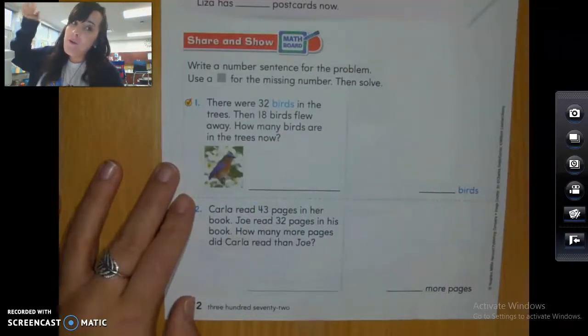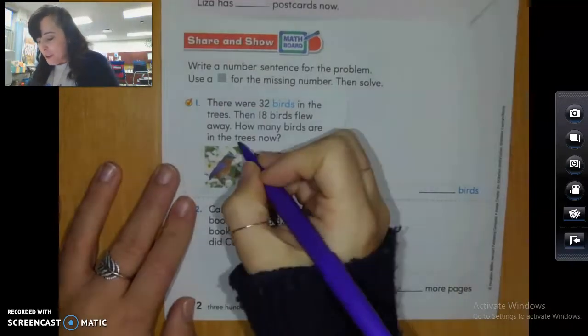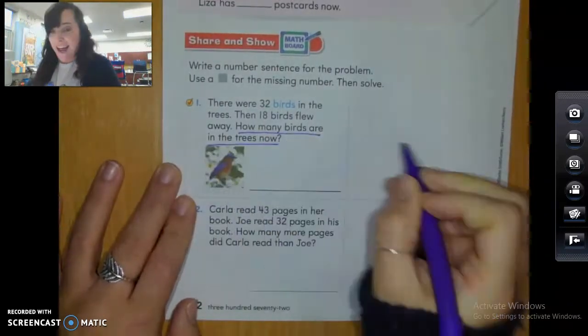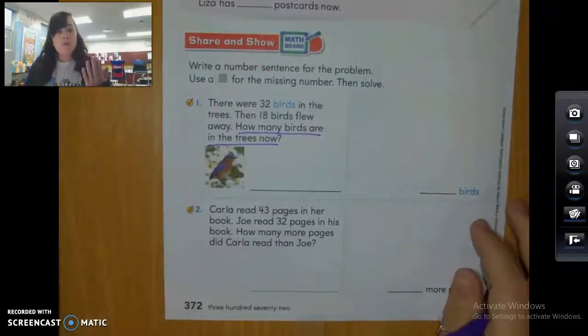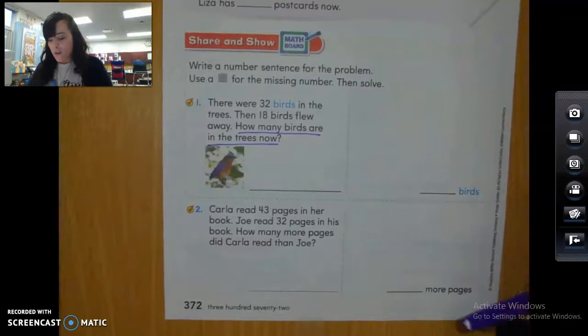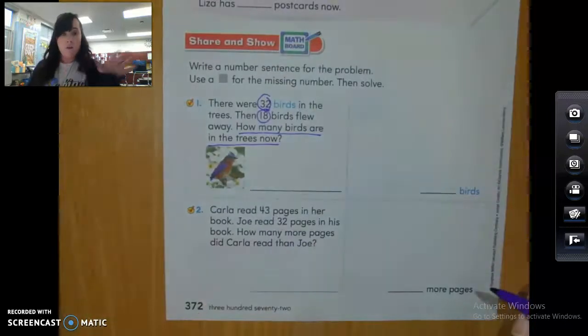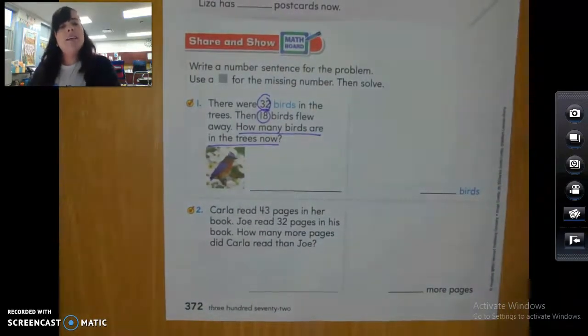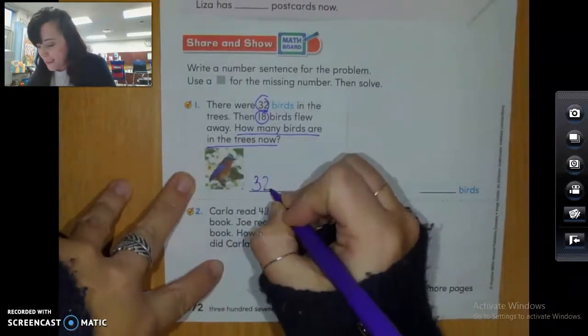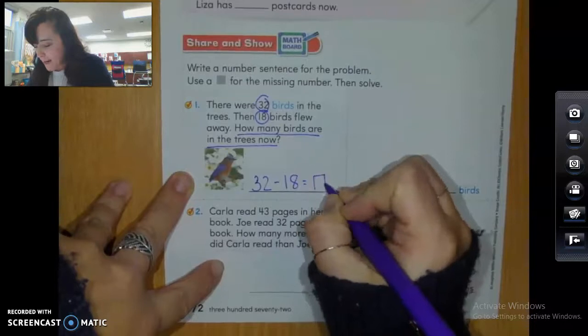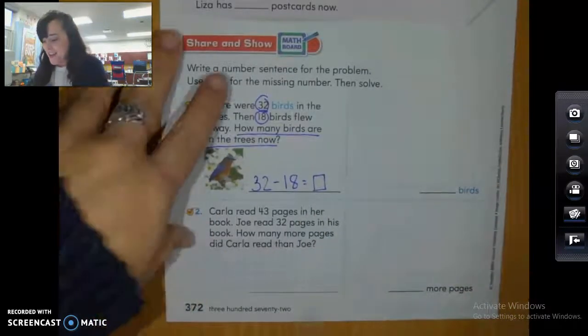Now I can ask myself, what is the question? What are we trying to solve? We're trying to solve how many birds are in the trees now. What information do we need in order to solve that? We need to know that there are 32 birds in the tree and that 18 birds flew away. So, who can give me a number sentence for this problem using a box? 32 minus 18 equals box. Perfect. Then we can go ahead and solve.